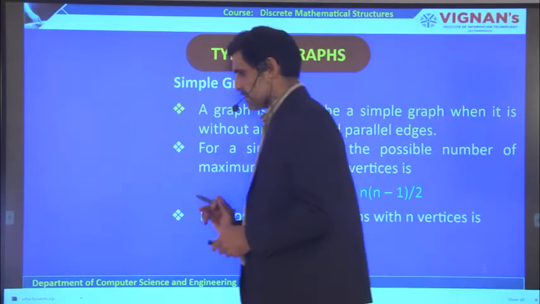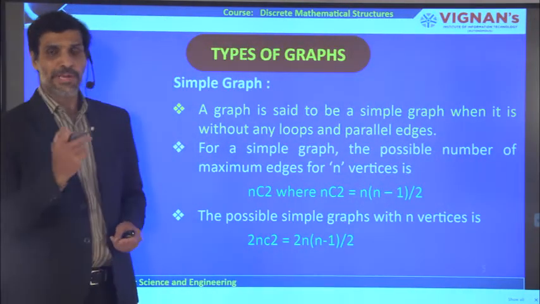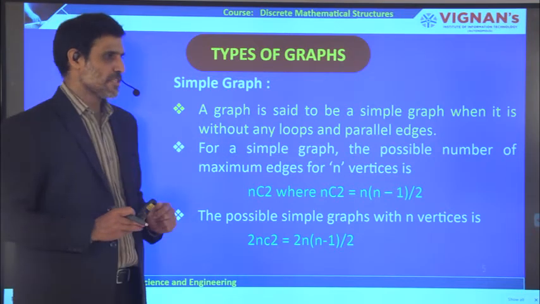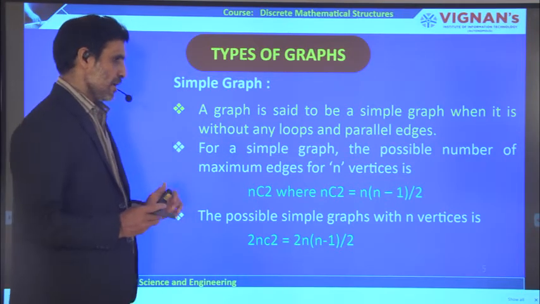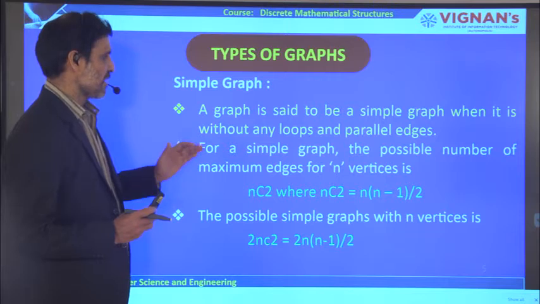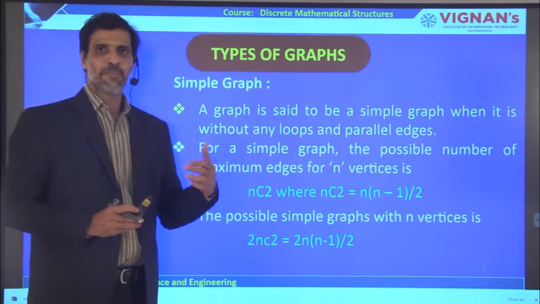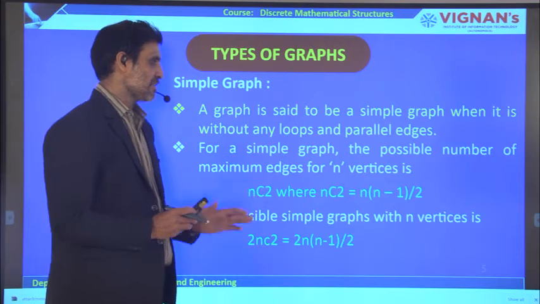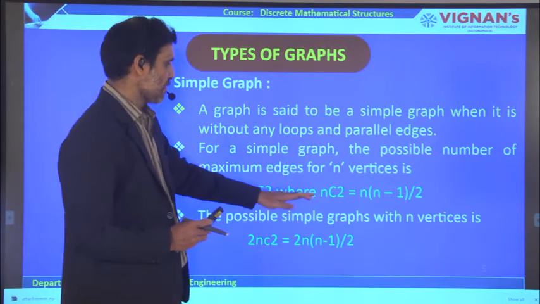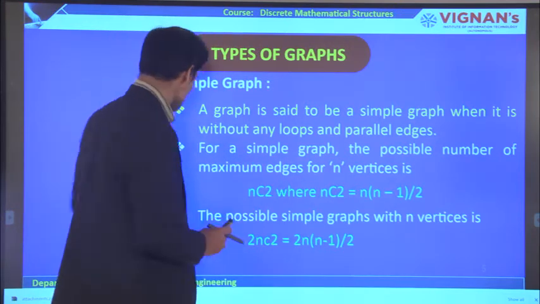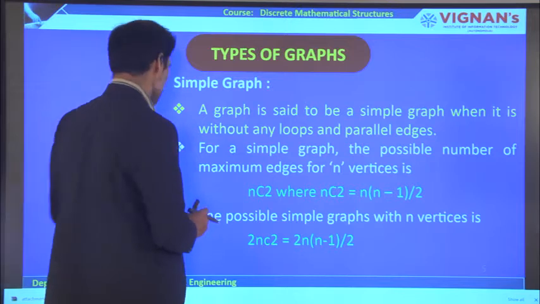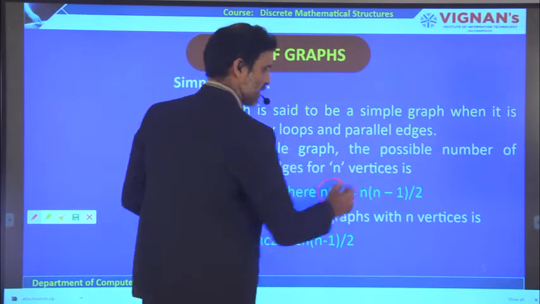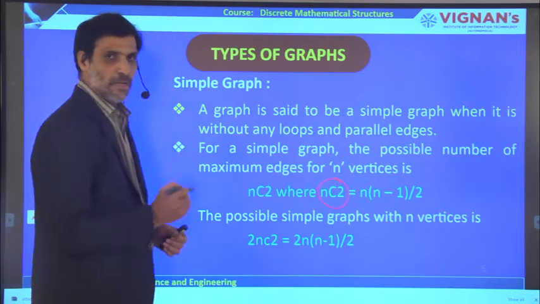So let us come back to the definition of the simple graph. Now what are the important properties of the simple graph? The first important property is the maximum number of edges for n vertices. When a particular graph consists of n vertices, how many possible edges will you get? This is the formula we can take: it is equal to nC2, which is equal to n(n-1)/2.